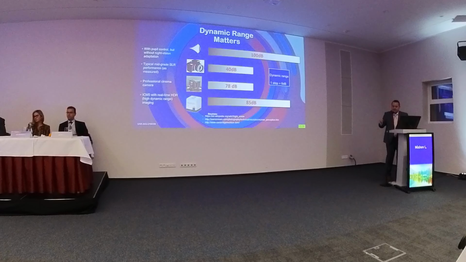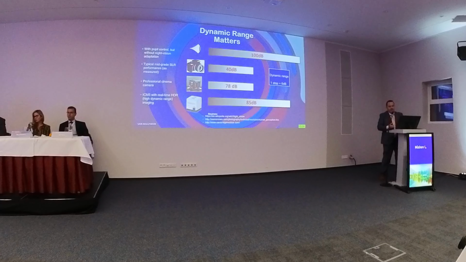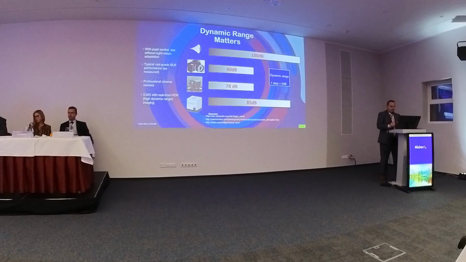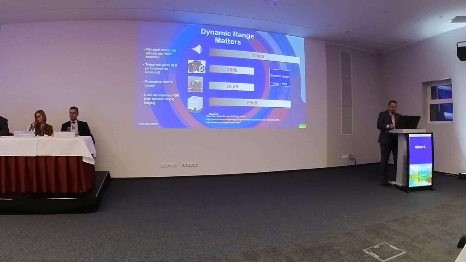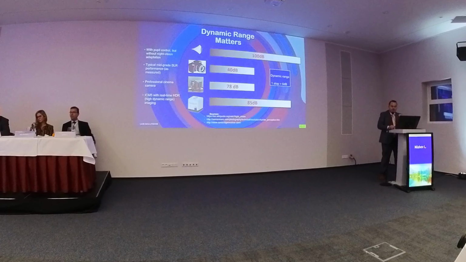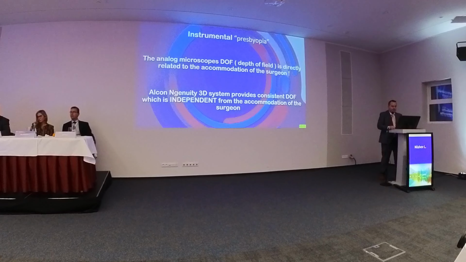In this slide, you can see the human eye dynamic range is roughly 100 decibels. A regular DSLR has 40 decibels. A professional cinema camera has 78 decibels and the Ngenuity has 85 decibels. So we can assume that it's closer to the human eye.